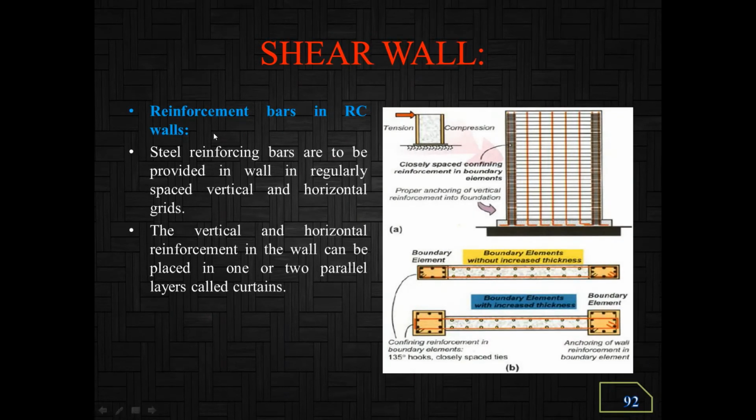Now, reinforcement bars in a shear wall. Steel reinforcement bars are to be provided in the wall in a regularly placed vertical and horizontal grid. The vertical and horizontal reinforcement of the wall can be placed in one or two parallel layers, which are called curtains. So one or two parallel layers is called a curtain. Right?